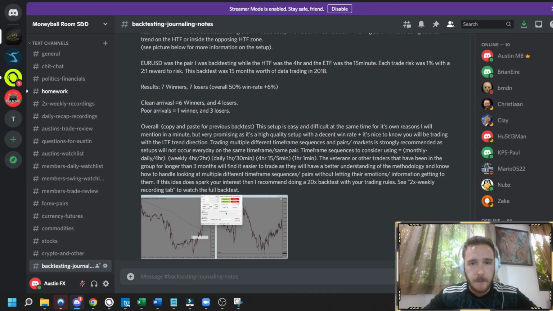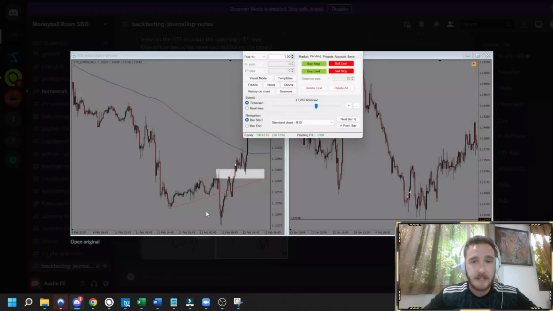It's important to have the proper training. So overall, this setup is very easy and difficult at the same time for its own reasons I will mention in a minute, but very promising as it's a very high quality trade setup with a decent win rate. It's nice to know that you will be trading with the lower time frame trend direction. Here was a trade that I took on it, and you're selling, this is what the chart looks like behind you.